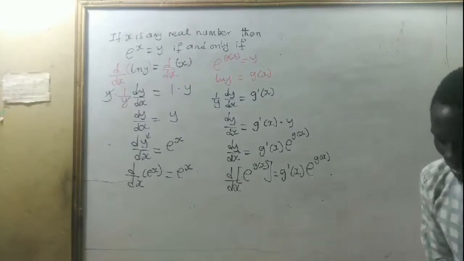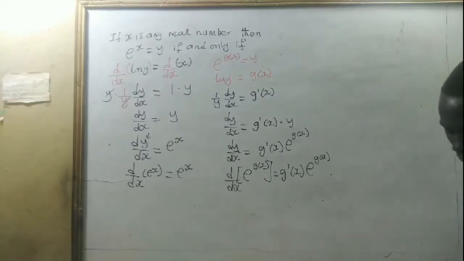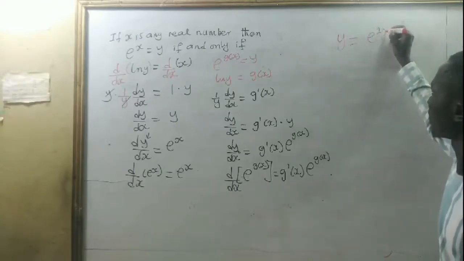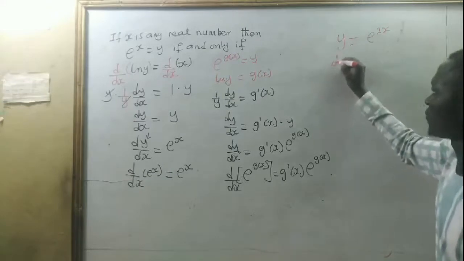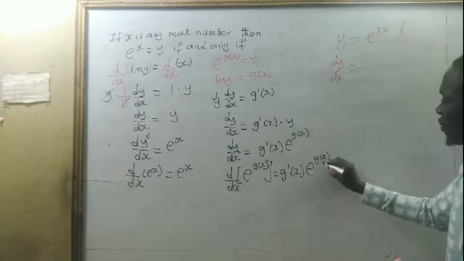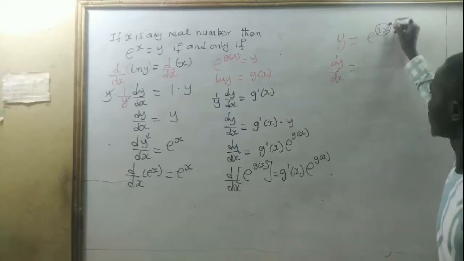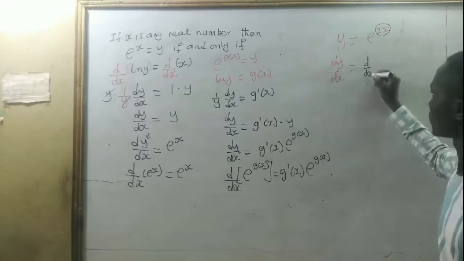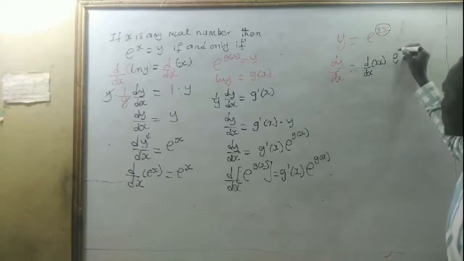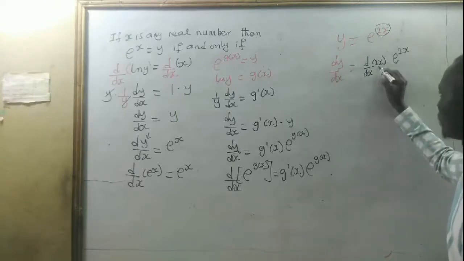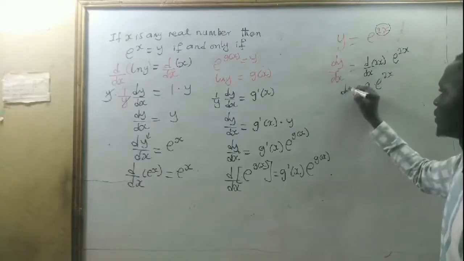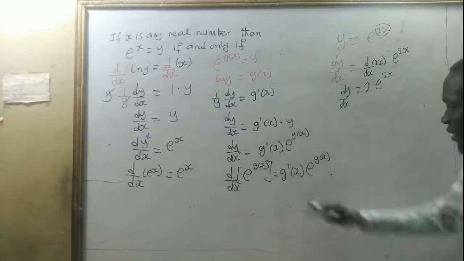So let's start. I have plenty of examples here. The first one, we are going to start with y equal to e to the power 2x. The derivative of y with respect to x is equal to, here our g of x is 2x. So we take the derivative of g of x, that is 2, and multiply it by the original function e to the power 2x. So we are going to get 2 e to the power 2x as the derivative of y with respect to x. That is what we have here.